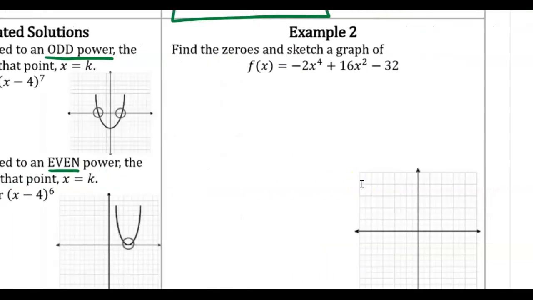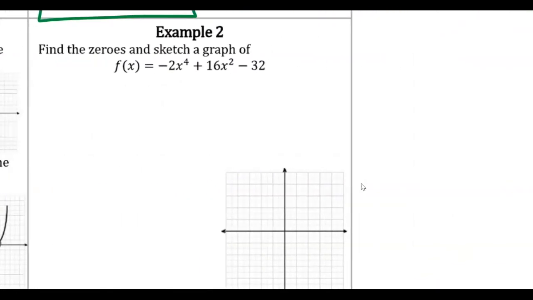Okay, let's explore this. It says find the zeros and sketch a graph. The first thing we're going to do if it wants us to find the zeros is set this equal to 0. And then to find the zeros, I'm going to solve using factoring. So the first thing I'm going to do is factor out a GCF. The GCF on this is -2. So let's take a -2 out.